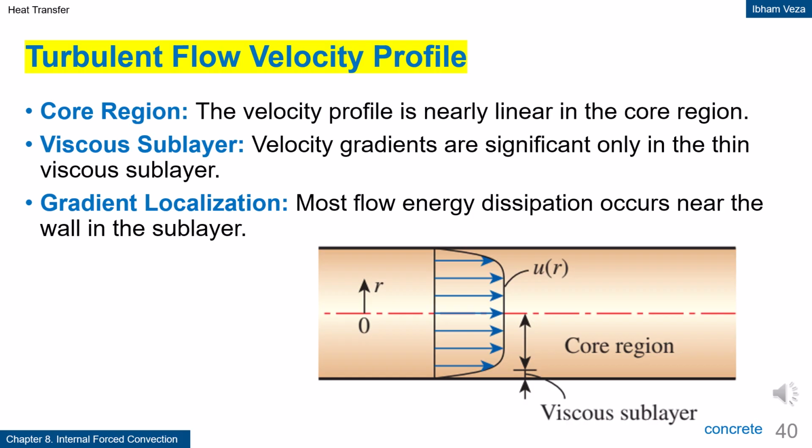Turbulent flow velocity profile. In turbulent flow, the velocity profile in the core region is relatively flatter compared to laminar flow. Very large velocity gradients occur only near the wall in the thin viscous sublayer. Most of the energy dissipation occurs in this near-wall region. This explains why wall roughness has a strong influence on turbulent flow. This structure reflects the complexity of mixing mechanisms in turbulence.